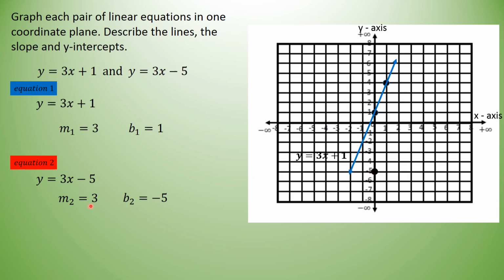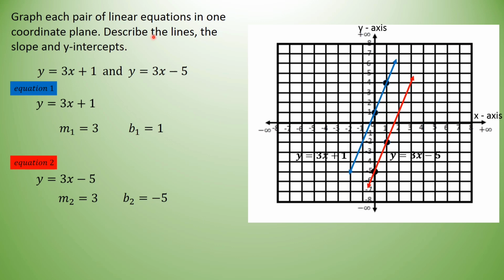Next, gamitin ang slope which is equal to 3. So, rise over run, that is equal to 3 over 1. So, from this point, move 3 steps upward. 1, 2, 3, and 1 step going to right. So, this is our second point. Connect these 2 points using a straight line. So, this will be our line, and that is for the equation y equals 3x minus 5.